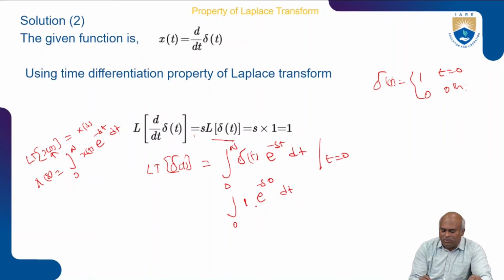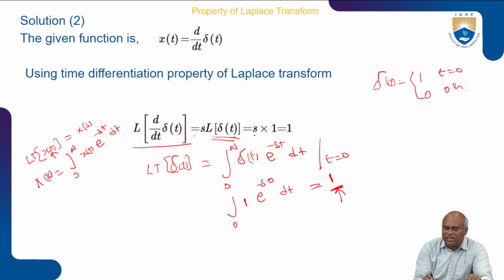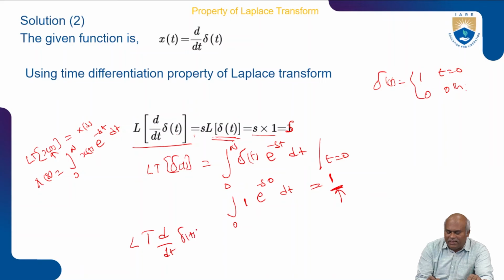Now what is that? E of 0 is there. Then the value we got for this statement is equal to 1. So now what I'm doing, L d by dt, this term del of t is equal to S times the Laplace transform of del of t, as per the differentiation property. The Laplace transform of del of t is 1, we substitute here S into 1, then this is equal to S. Laplace transform of d by dt del of t is equal to S.